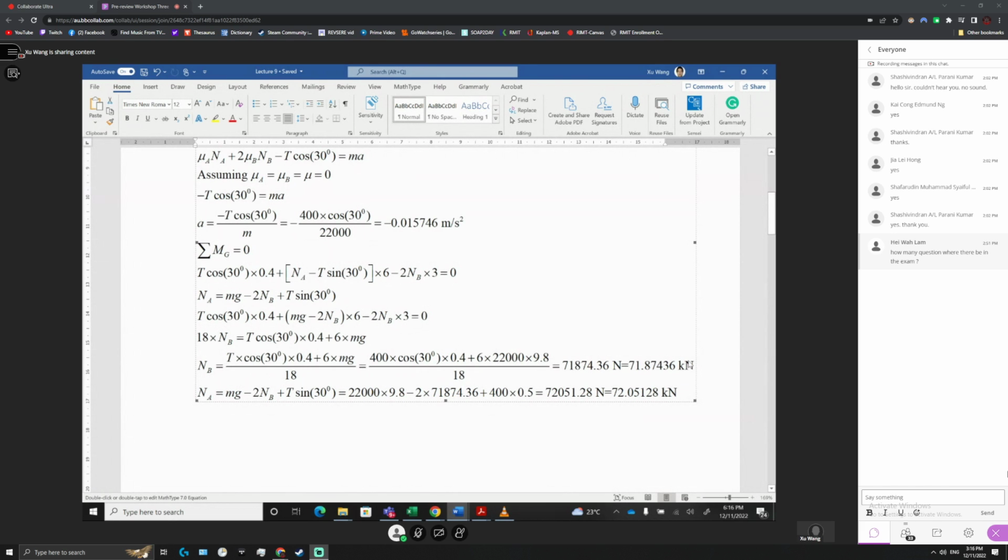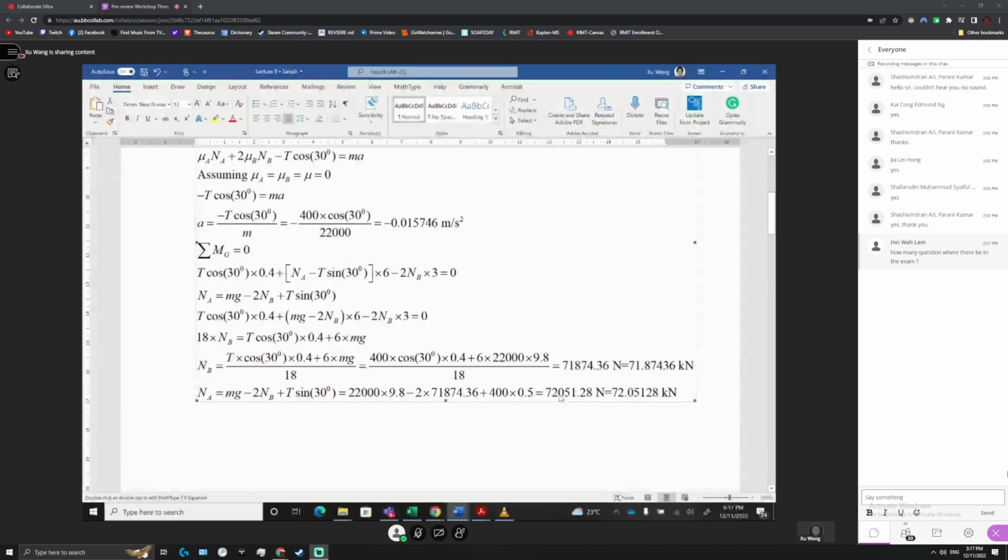This result is in Newton, and this is in kilonewton, right? After you get MB, you use it to find NA: mg minus 2 MB plus T sine theta. So you put 22,000 times 9.8 minus 2 MB, put the MB here in SI units, 71,874, and plus T sine theta, where sine 30 degrees is 0.5. Summed together it is 72.05 kilonewton, dividing by 1,000 for kilonewton.